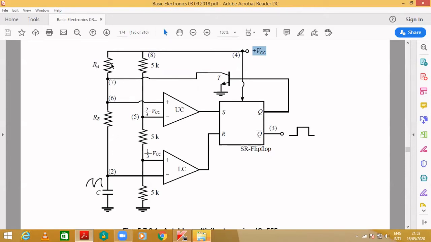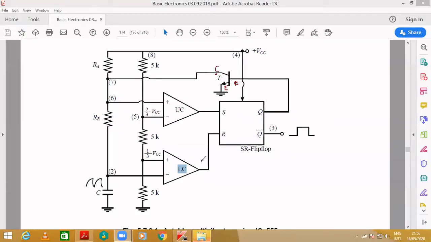Now first we'll start with the comparators. You can observe UC is the upper comparator, LC is the lower comparator, and we are using an SR flip-flop. I already introduced what this SR flip-flop is. Similarly, I'm using an NPN transistor, denoted by T. This point is the collector, this is the emitter, and this is the base.